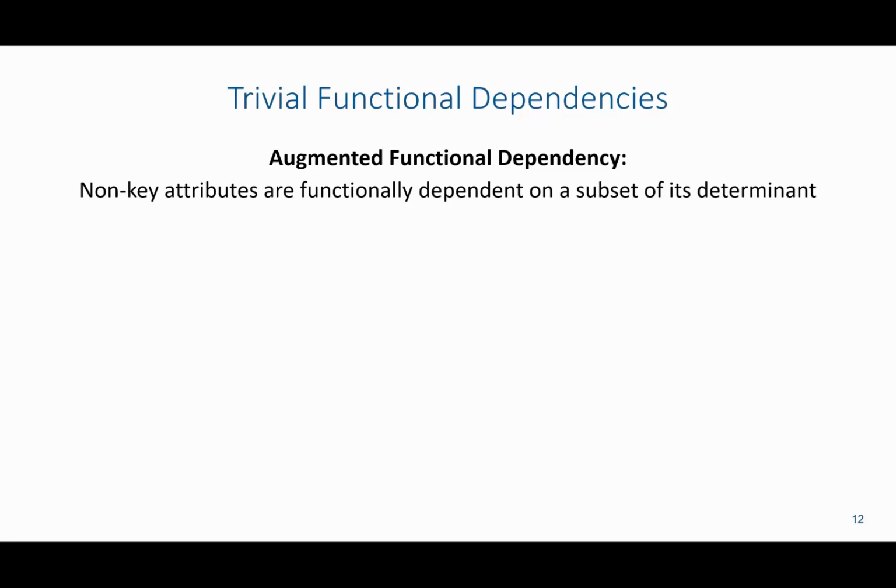So the first trivial functional dependency is the augmented functional dependency, which states that non-key attributes, which are the attributes on the right of a functional dependency, are functionally dependent on a subset of its determinant. The determinant is the attributes on the left of the arrow. So when it's saying that non-key attributes are dependent on a subset, it means that there could be multiple attributes on the left, but only one of those is necessary to determine the non-key attributes.